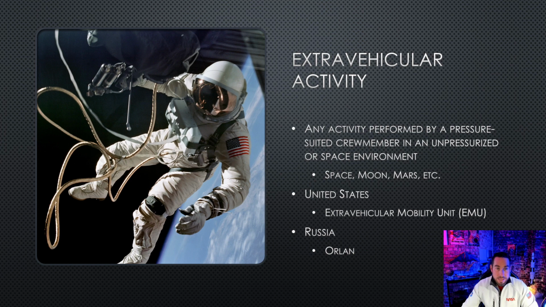The first EVA was performed by astronaut Ed White on Gemini 4. This is Ed White during the Gemini 4 mission. The spacesuit he used wasn't an EMU, and it was a little bit different than what current astronauts use. This happened on June 3rd of '65, and it lasted a total of 36 minutes. So a pretty short duration spacewalk.